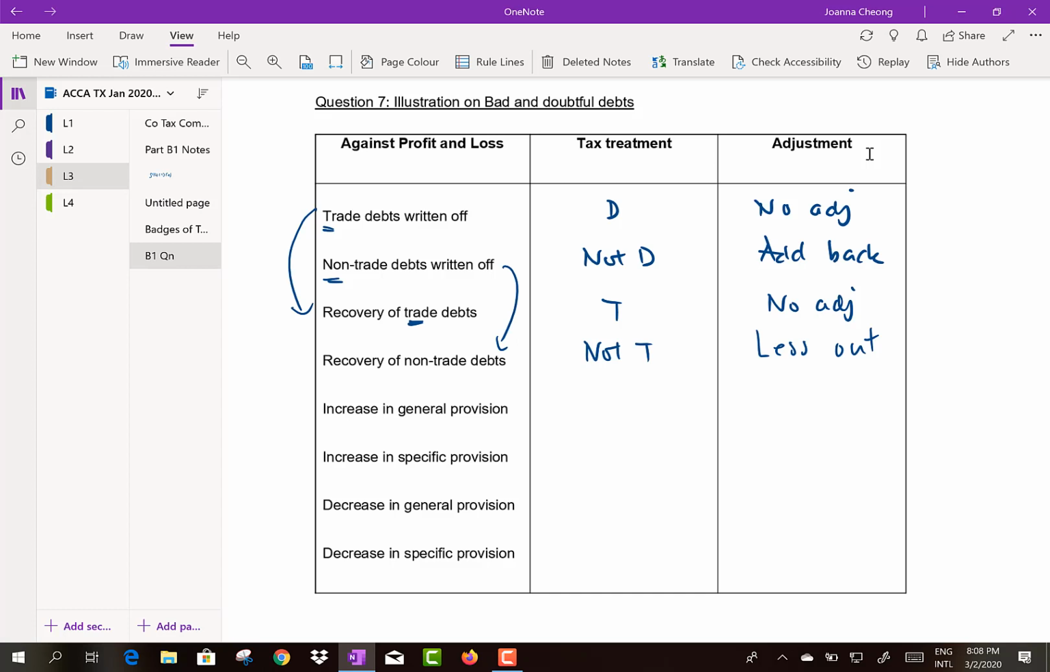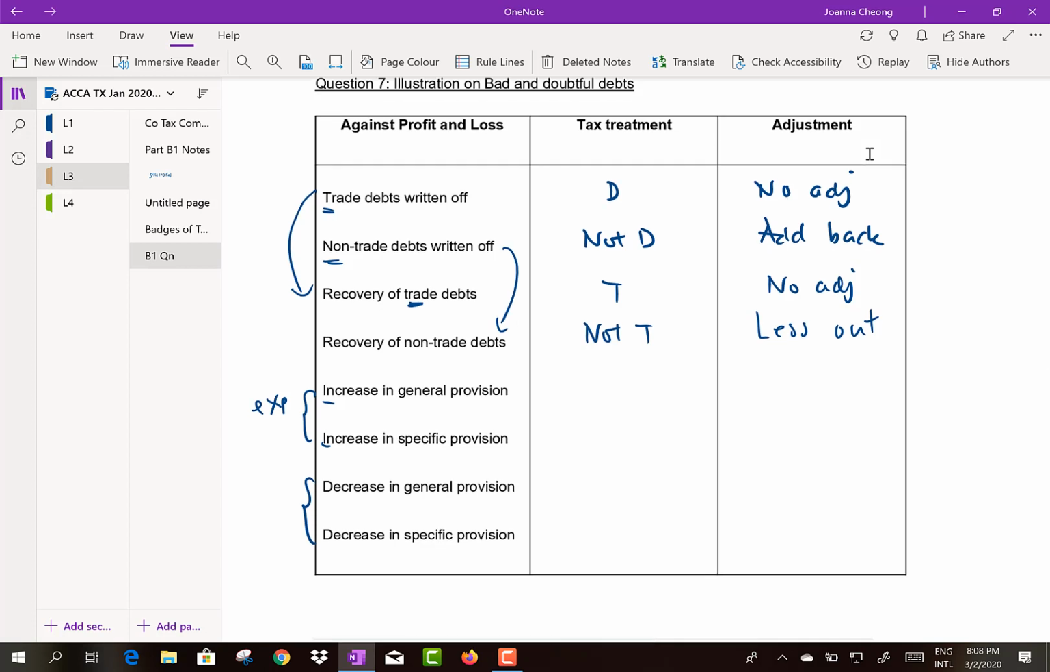Now, then we look at provision. Provision, we will increase or reduce. If it's an increase in provision, it will be considered as expense. If it's a reduction, it is like a reversal of expense, so it is deemed like an income. So again, if it is expense, you will ask whether it is deductible. General provision, is it deductible? It's not deductible. So you have to add back. Specific provision will be deductible, so no adjustment.